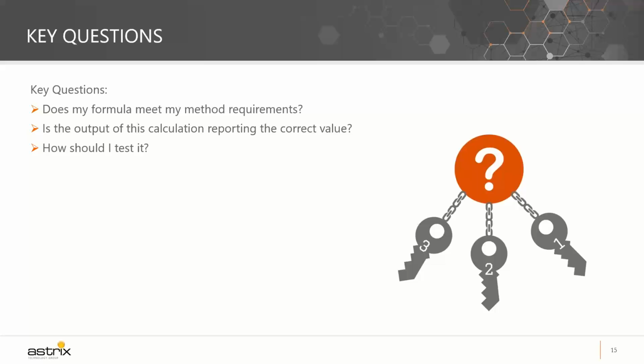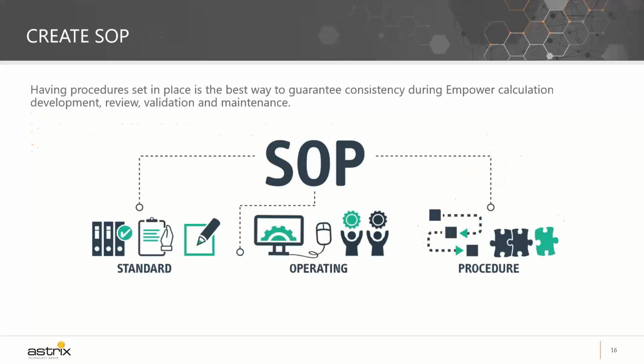So does the formula that I created meet my method requirements? Is the output of this calculation reporting the correct value? If this is supposed to give me 100%, is it doing like this? Is it agreeing to certain decimal places? Or how should I test it to make sure that it is doing what I mean it to do? So a couple of things you need to have in mind to make sure that your calculations are doing what they were meant to do, having data integrity in mind.